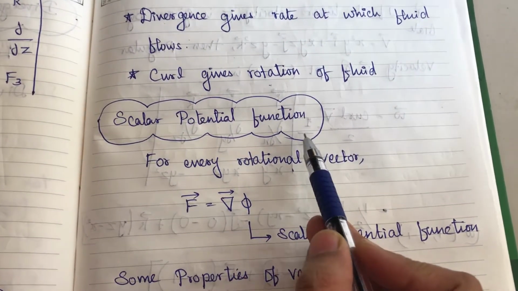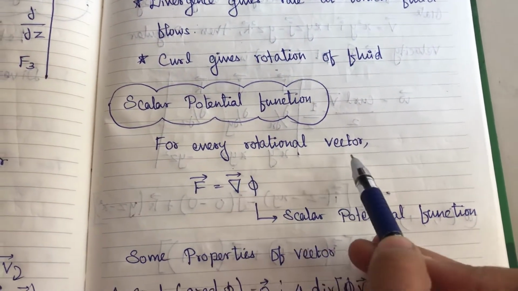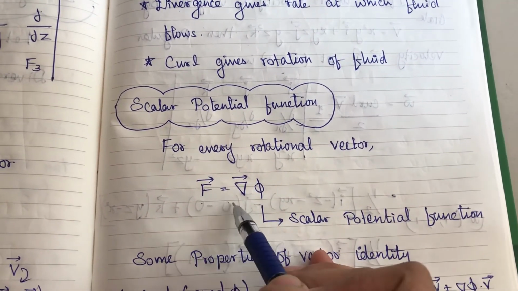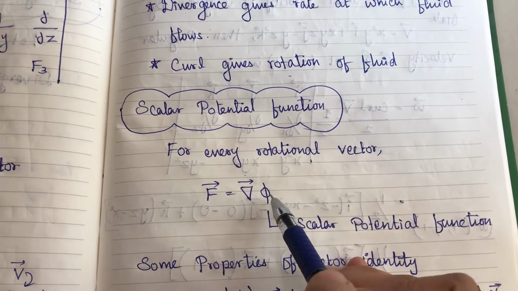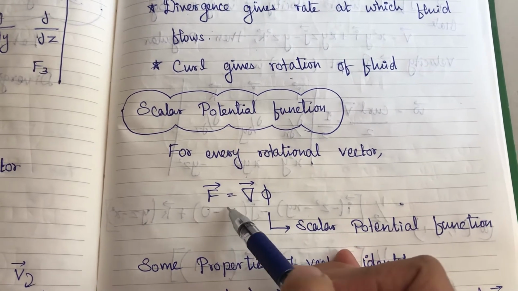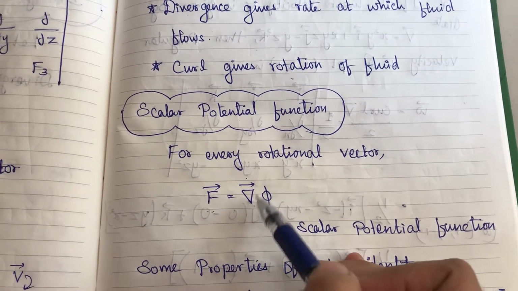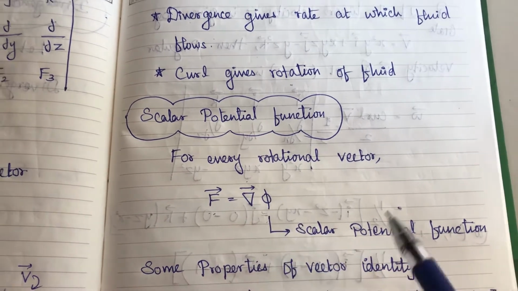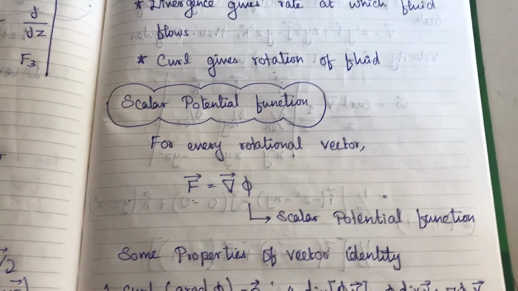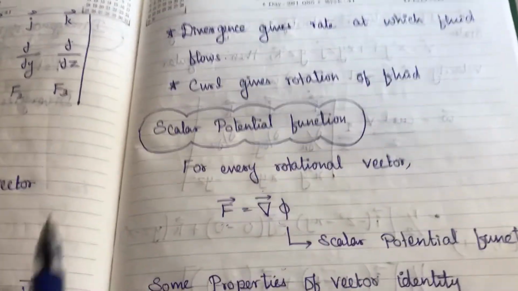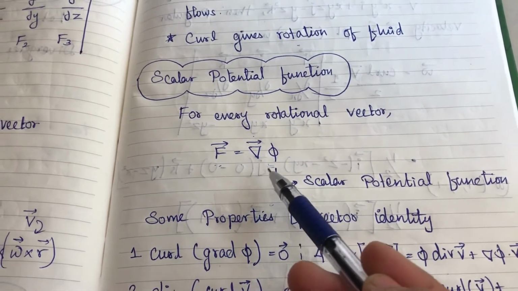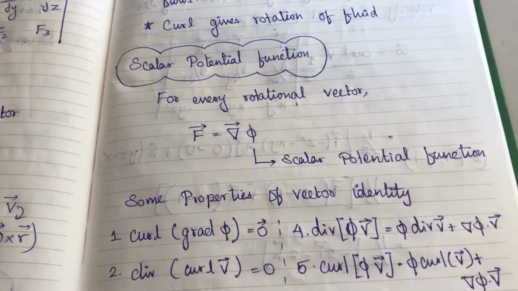Scalar potential function. For every irrotational vector, F vector is said to be del vector of phi. So F vector is equal to del vector of phi. You know that phi is nothing but the scalar potential function. So you can easily write F vector equal to del vector phi.